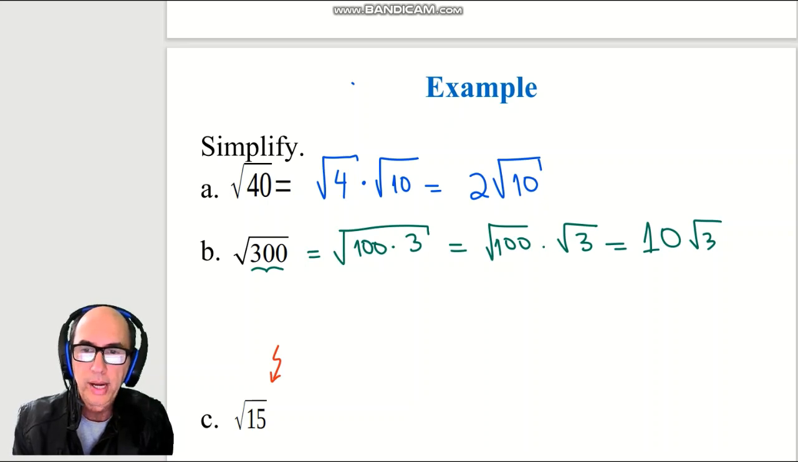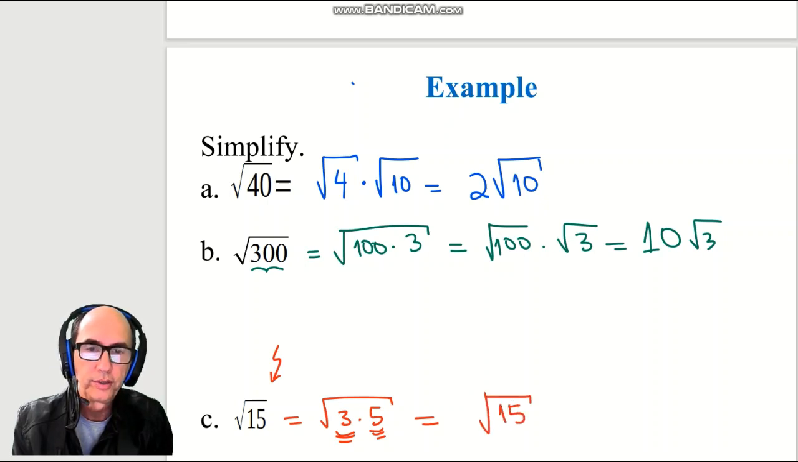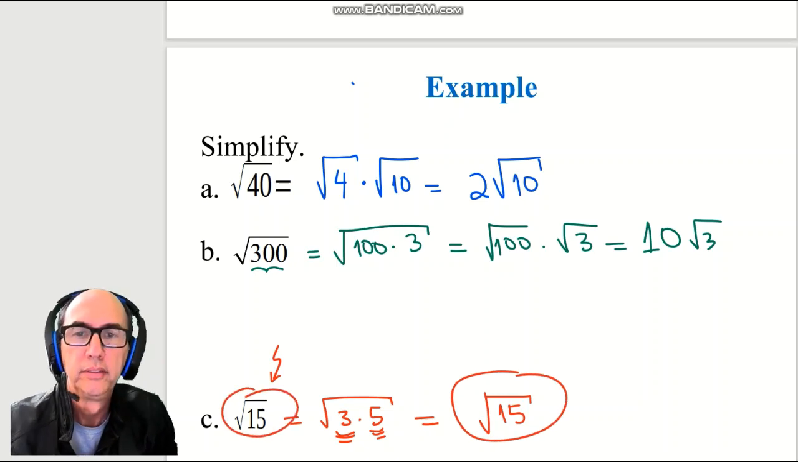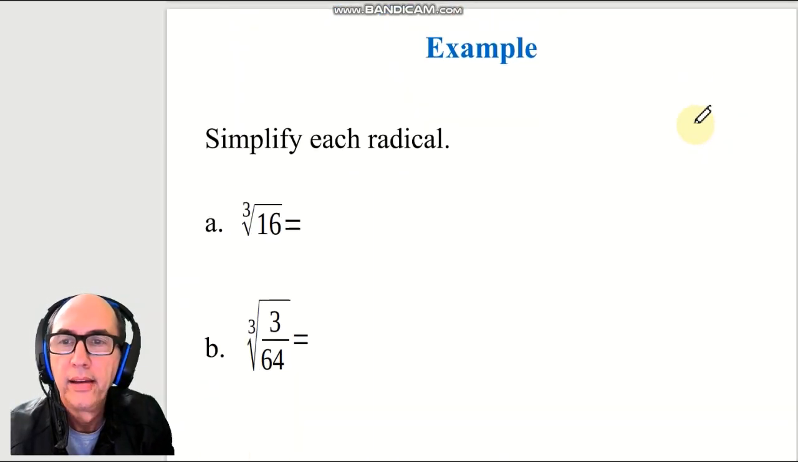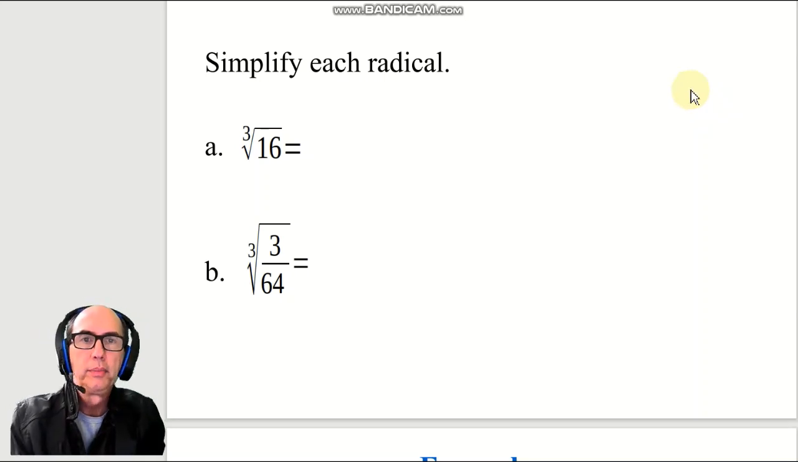And here on the bottom we have square root of 15. Can we simplify square root of 15? Look, 15 is 3 times 5. We don't have any perfect square here to simplify. That means no, there's no simplification, just keep it like that. The square root of 15 is the simplest form already. More simplifications.